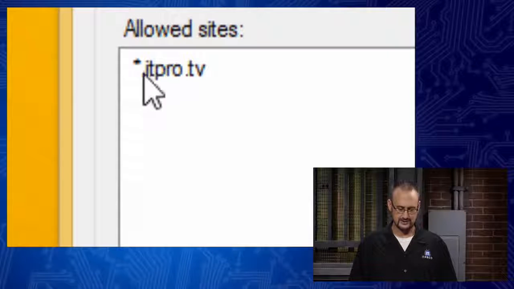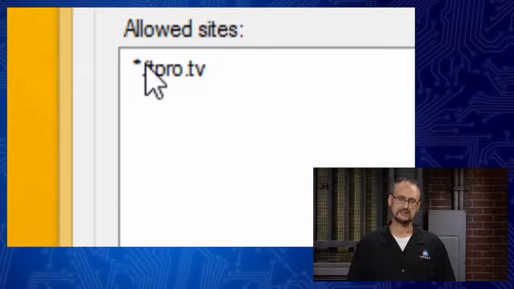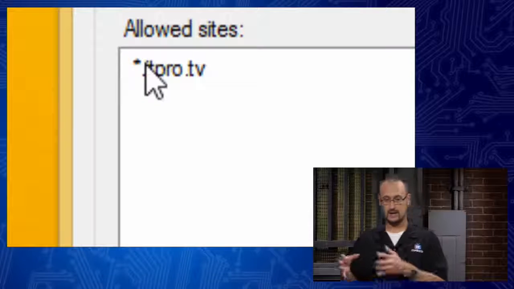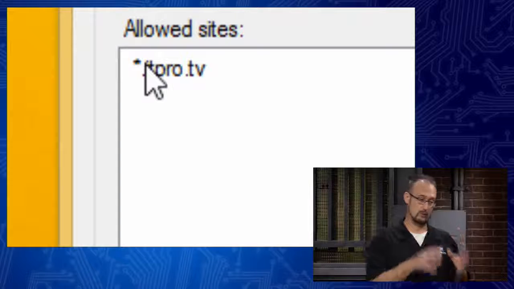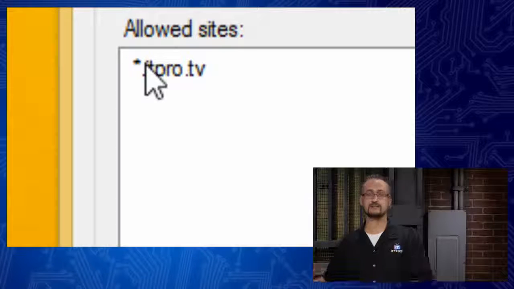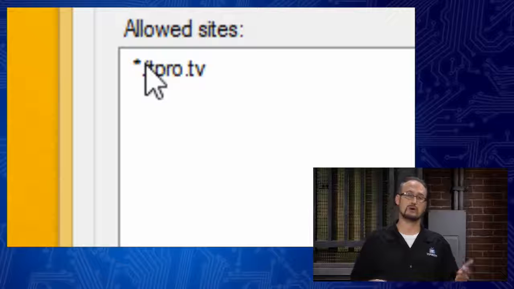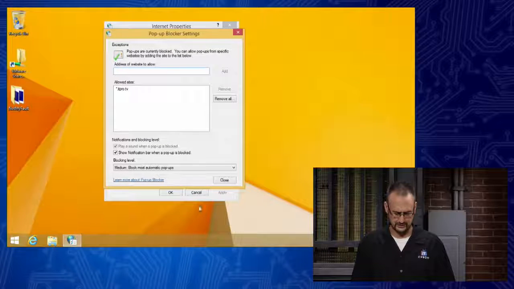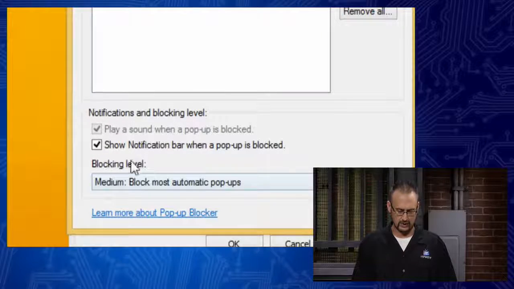Now, notice that this little asterisk symbol is right here, and the asterisk symbol is basically a wildcard. So if we had demo.itpro.tv, if we had web.itpro.tv, everything would fall under it. Basically, the wildcard says anything within that domain, go ahead and throw it in here, make an exception to the rule.